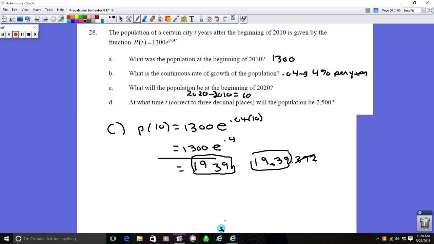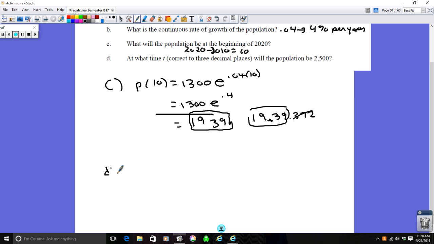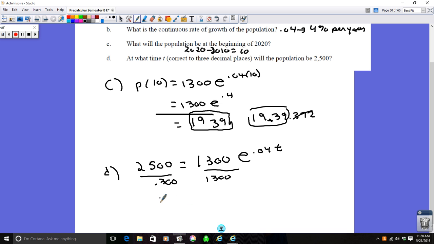Letter D, when is the population going to be 2,500? So 2,500 just goes on the left. We want to find the time period it takes for that to happen. So we are solving this. We have to divide first by 1,300. So I believe we now have 2,500 over 1,300. I'm just going to leave it like that because it doesn't go in exactly. Equaling e to the 0.04 t.